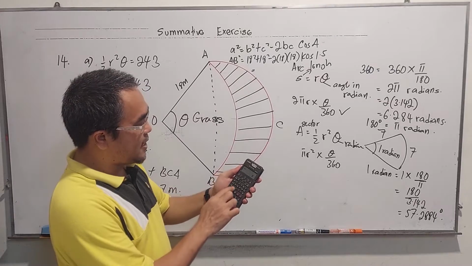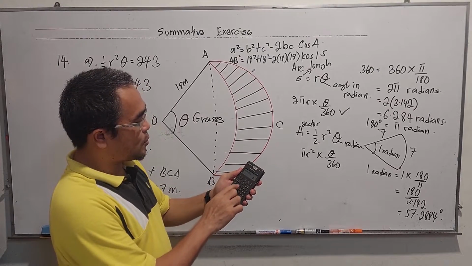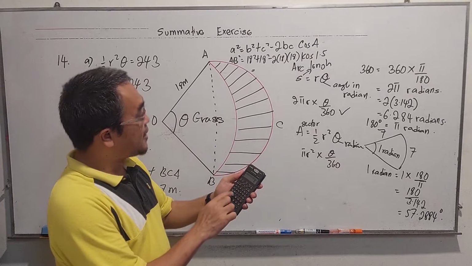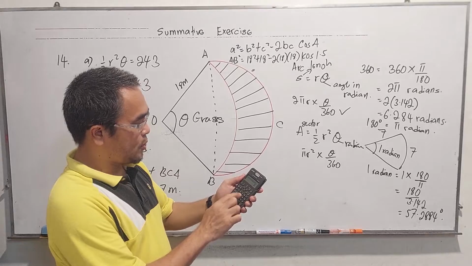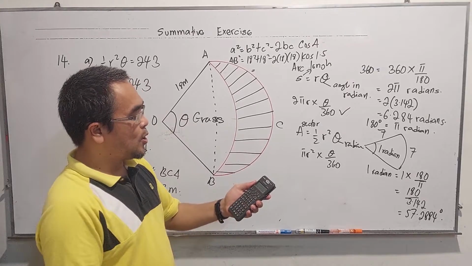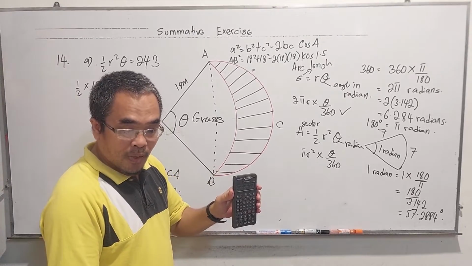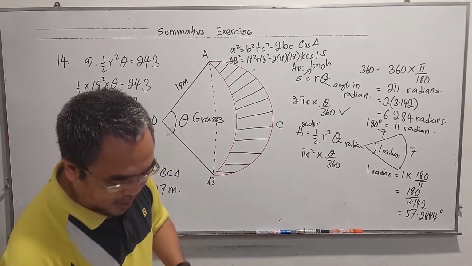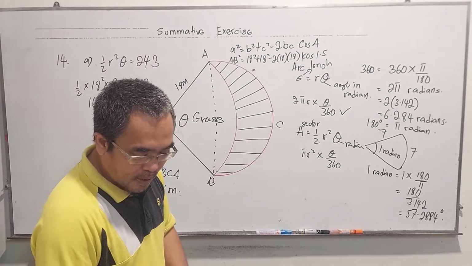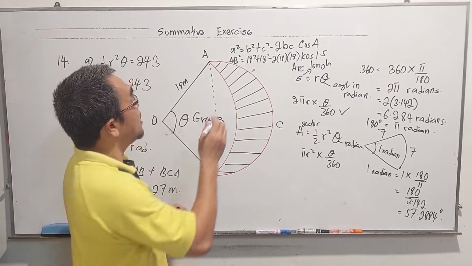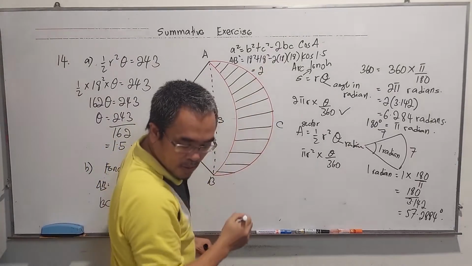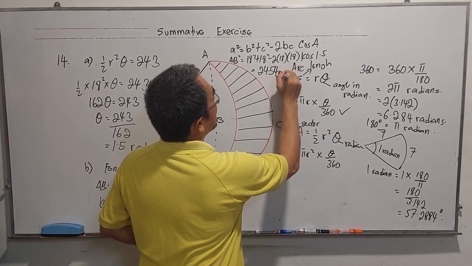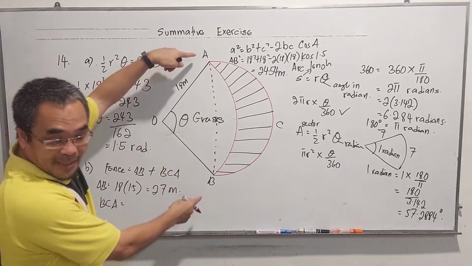So here is 18 squared plus 18 squared minus 2 times 18 times 18 times cos 1.5. So it should be 602. Then you press square root, then you get the length is 24.538, maybe 24.54 meter. That is the diameter.